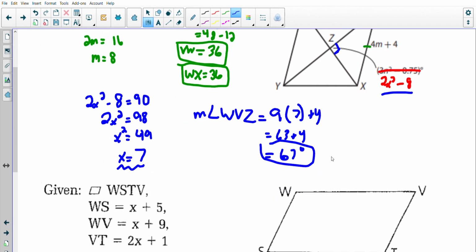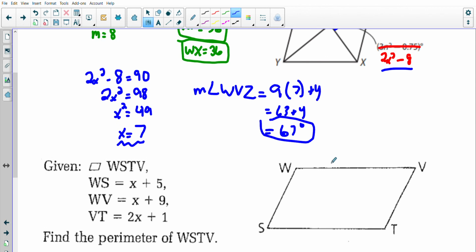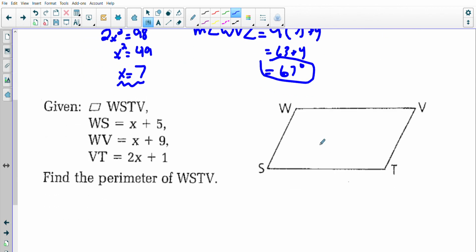Okay, looks like we have just one last problem to get through here. Again, we're just using these properties to figure out unknown side lengths, or in this case, they're asking for the perimeter of this quadrilateral. So let's mark up our diagram. This is a parallelogram, right? So WS is x plus 5, so I can mark that down. WV is x plus 9.